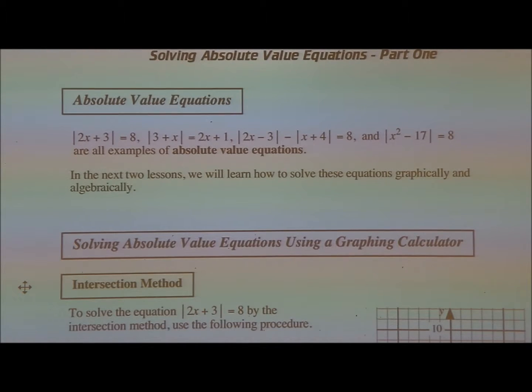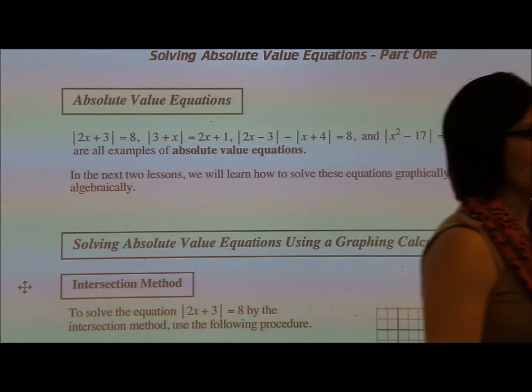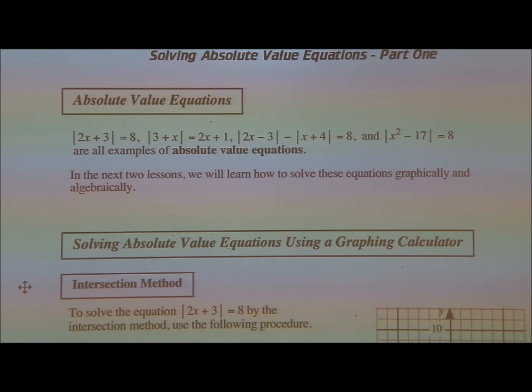Okay, so lesson number 2 is solving absolute value equations. An absolute value equation is an equation that contains an absolute value expression. We can recognize them by the straight bars. So the absolute value of 2x plus 3 equals 8. The absolute value of 3 plus x equals 2x plus 1.